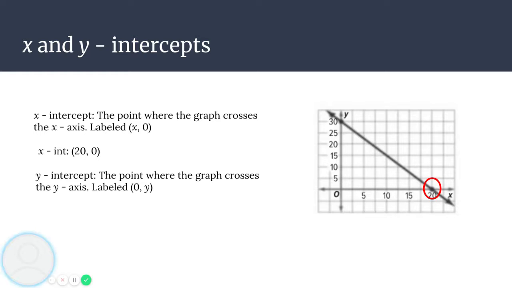Turn that around, the y-intercept, the point where the graph crosses the y-axis, this time the vertical axis, will be labeled 0, comma, y. So if I look at the graph, where does it hit the vertical axis? I see that it hits it at 30. So the y-intercept is 30, or as an ordered pair, 0, comma, 30.